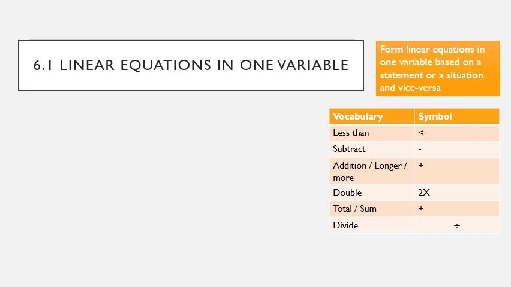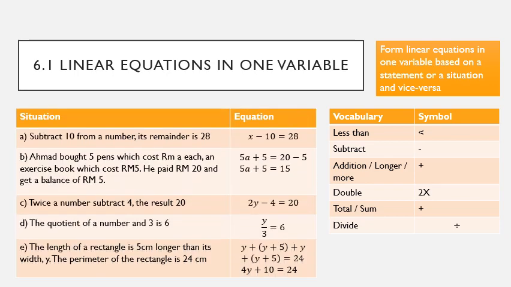Okay, let's have a look at few vocabulary. So less than maksudnya kurang, subtract tolak, addition tambah, double maksudnya dua kali ganda. So we need to times, total, so we need to add all, and divide is bahagi. Okay, first example. Subtract 10 from a number. Its remainder is 28. So from a number, kita tak tahu, so we let it as unknown, which is x. So x minus 10 equals to 28.